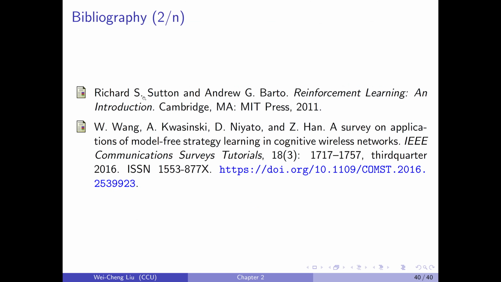Okay, Richard S. Sutton and Andrew G. Barto have written a book, Reinforcement Learning: An Introduction, which was published in 2011. Okay, this book is the Bible in the field of reinforcement learning.